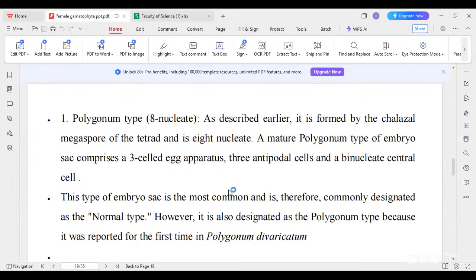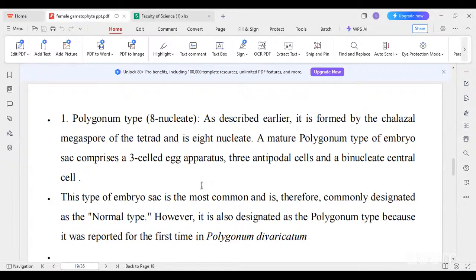Polygonum type, 8 nucleate, as described earlier, is formed by the chalazal megaspore of the tetrad, and is 8 nucleate. The tetrad has 4 cells, and the total is the 8 nuclei structure. The mature polygonum type of embryo sac comprises three egg apparatus cells, two binucleate central cells and three antipodal cells: 3 plus 2 plus 3.